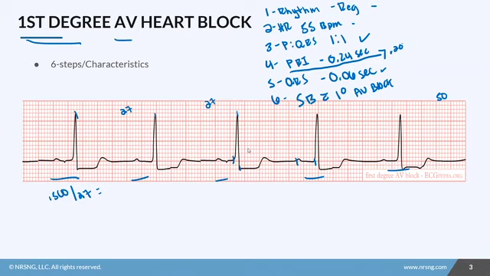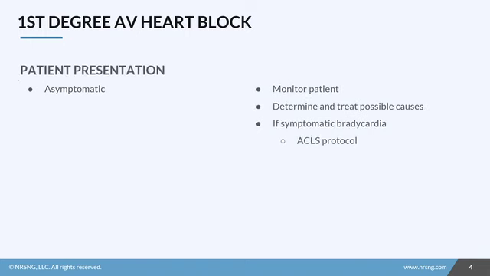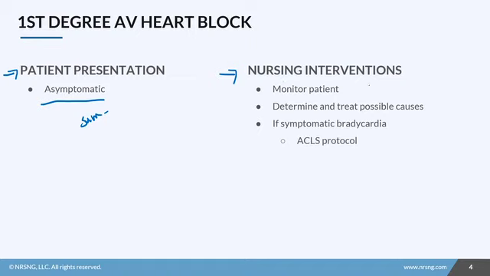So let's go ahead and talk about signs and symptoms and how to manage it. So again, the clinical presentations, people are usually asymptomatic with like a sinus rhythm with first-degree AV heart block. They become symptomatic when they are bradycardic. So nursing interventions are continue to monitor them as long as they are asymptomatic.